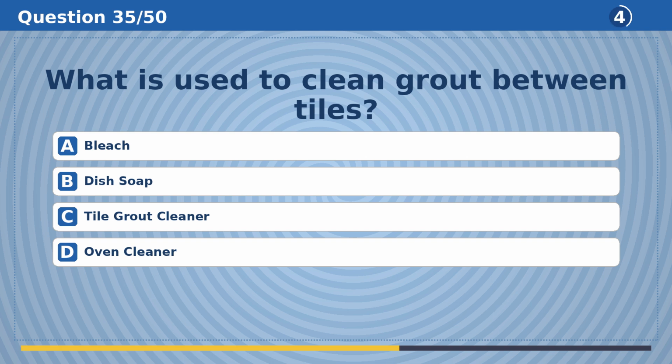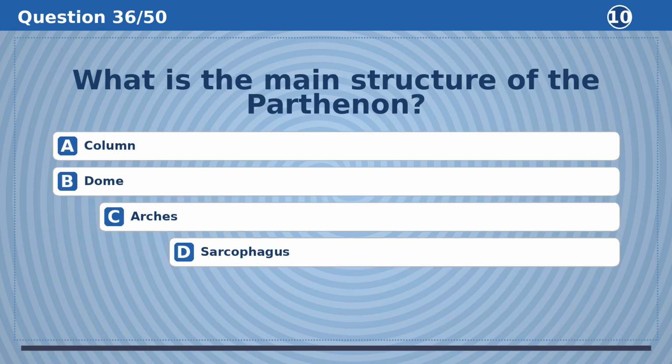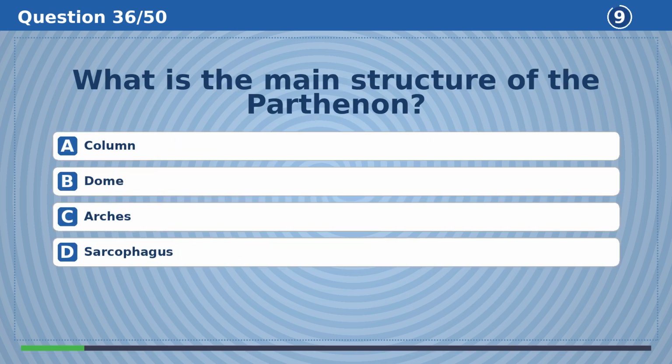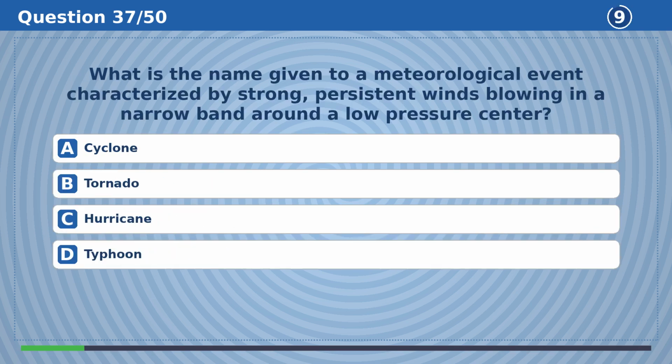What is used to clean grout between tiles? The answer is C, tile grout cleaner. What is the main structure of the Parthenon? The answer is A, column.